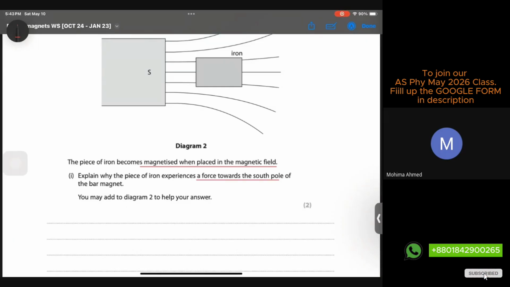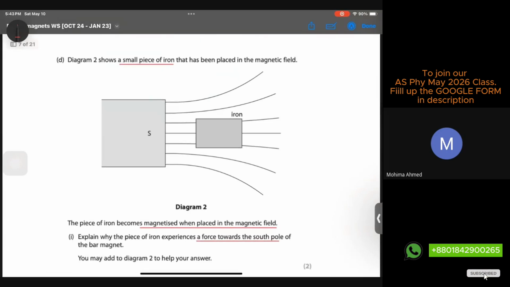If your iron is being attracted to this permanent magnet, attraction can only happen if the front face of the iron, the front section of the iron, is acting as a north pole, because opposite poles attract each other. So I can just draw this, and then I can draw the field lines going in this direction.